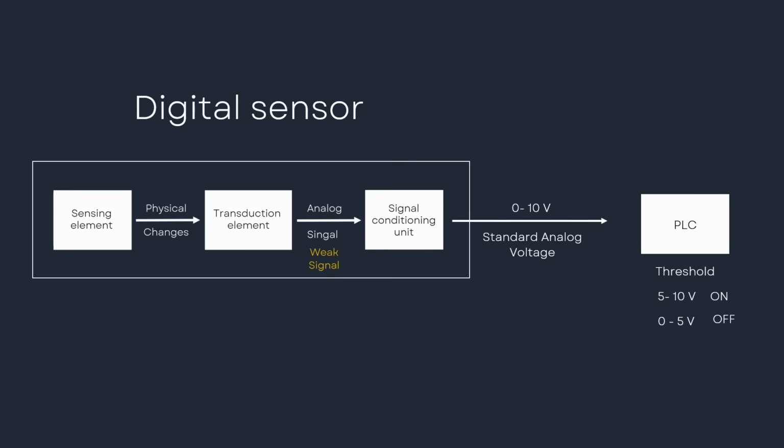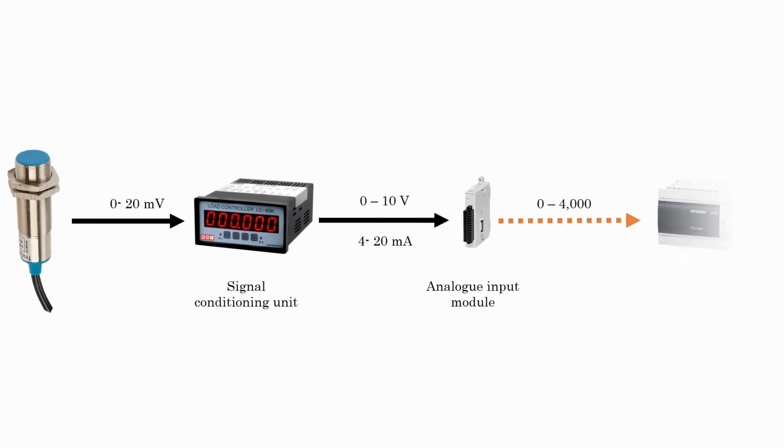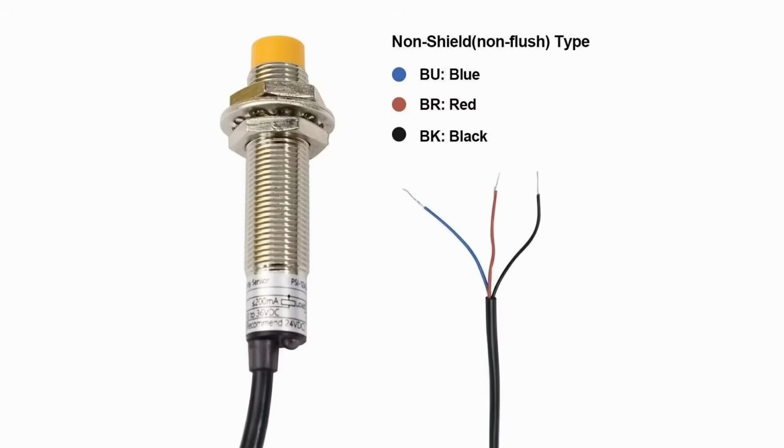If we use that method, it would make the circuit more complex and expensive, because we would need a full analog conditioning circuit and an analog input module in the PLC. Also, it would make the response slower and less stable. That's why digital output sensors are designed differently. They use a very simple internal circuit, usually a 3-wire configuration.